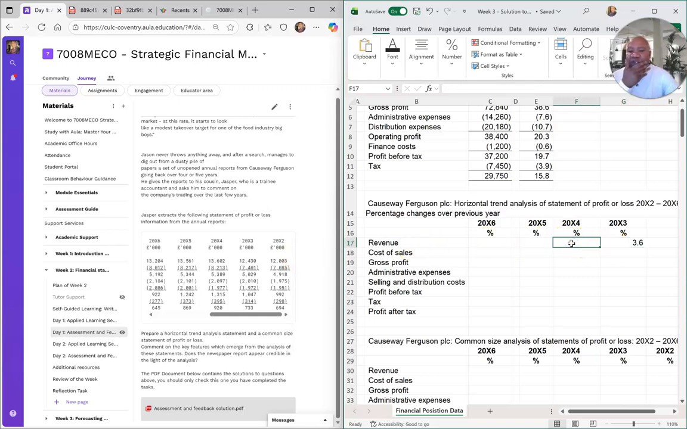Again, we can do the same for 20X4. For 20X4, it will be 13,602 minus 12,430. The answer is then divided by 12,430 times 100. Let's do that. So you have 13,602. Deduct from that 12,430. And then divide that by 12,430 times 100.